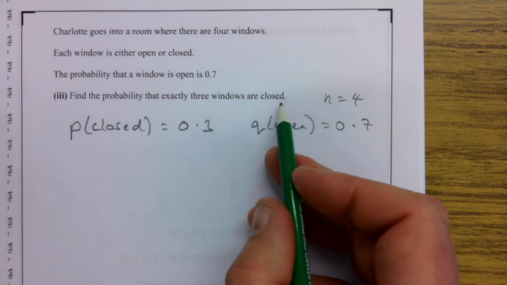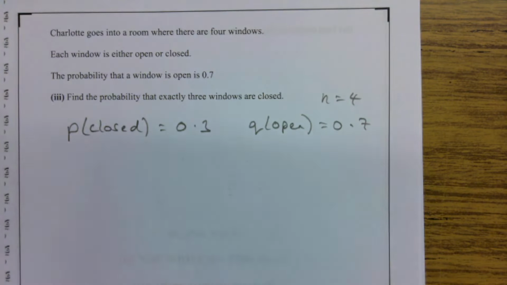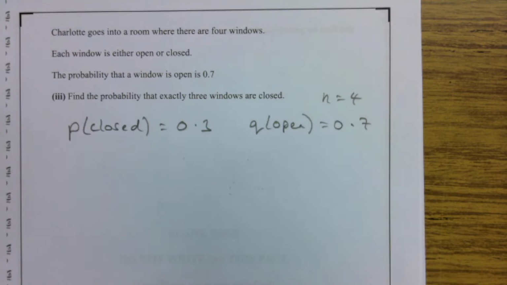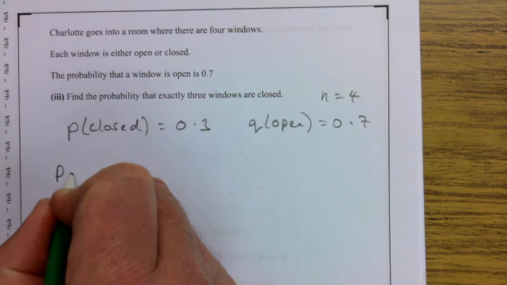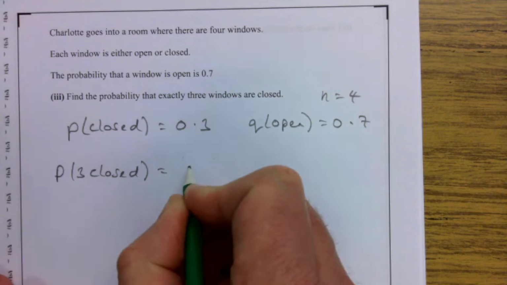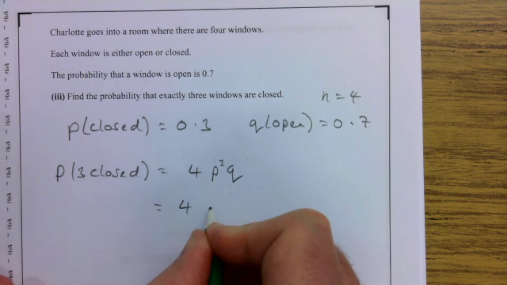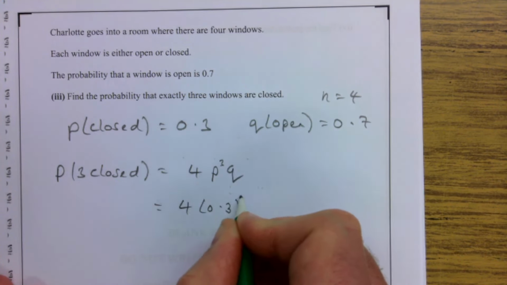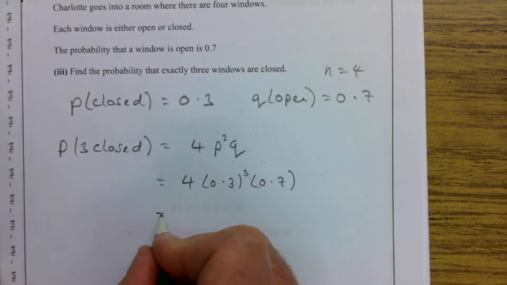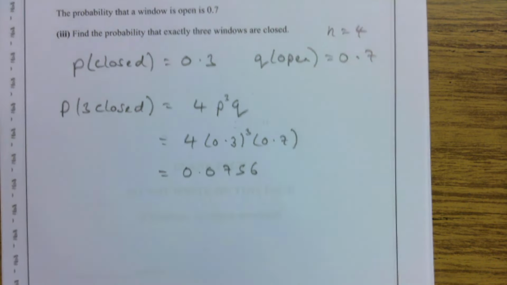So exactly 3 are closed, so that's going to be the p cubed part. So the p cubed part is 4p cubed q. Well, all we do is put the numbers in: 4, 0.3 cubed times 0.7. And that gives you 0.0756.